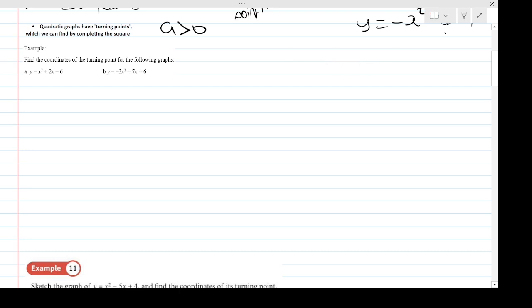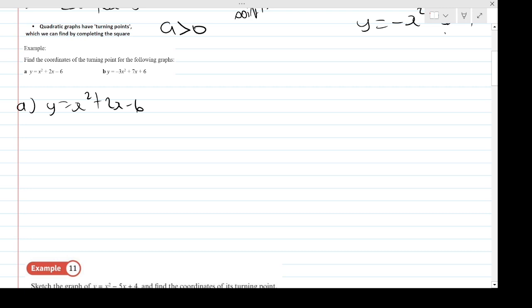So let's have a look at an example of this. For example, find the coordinate of the turning point of the following graphs. So we have y equals x squared plus 2x minus 6. It's not asking us to know everything about the graph, but we can deduce the general shape of it first of all.